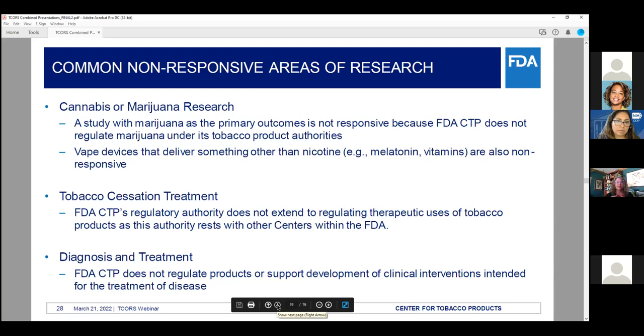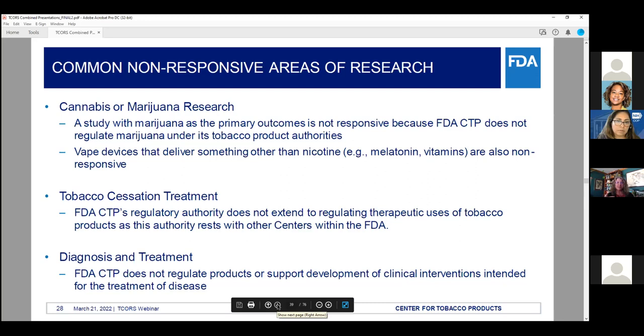So a study with the primary outcomes of marijuana use, for example, is not responsive to CTP because we don't regulate marijuana. However, if a research study was designed to evaluate the extent to which, let's say, e-cigarette users are using marijuana in their tobacco products as a means to more accurately characterize or assess tobacco product use as a whole or a specific tobacco product use, then that research may be responsive to CTP regulatory authorities.